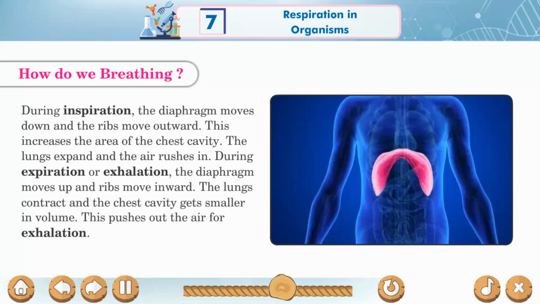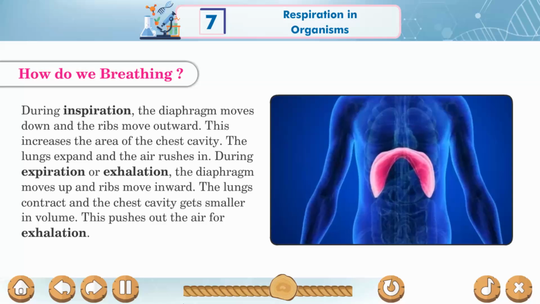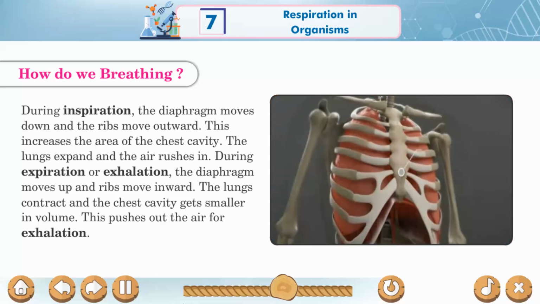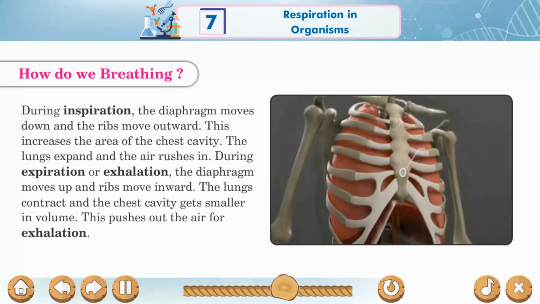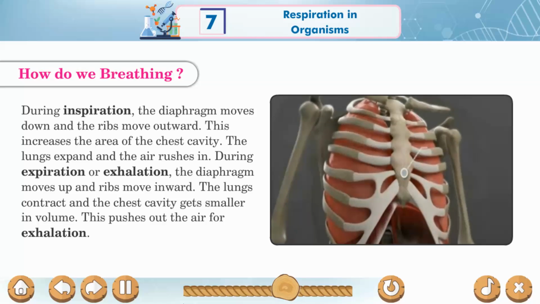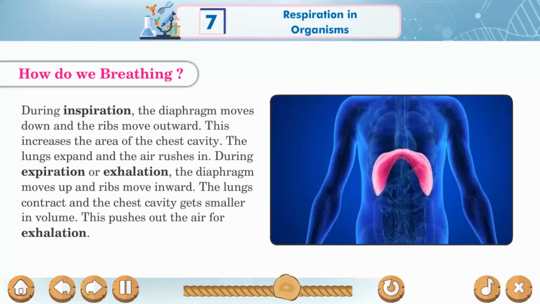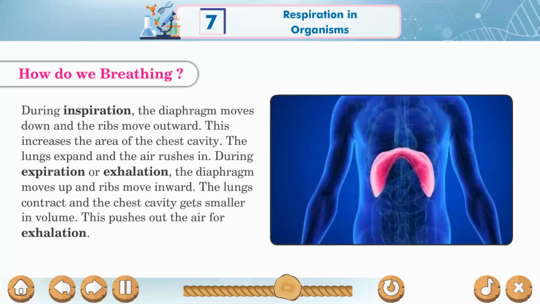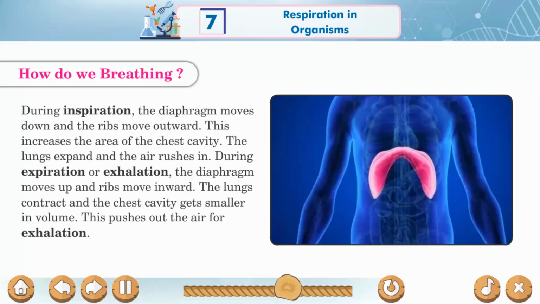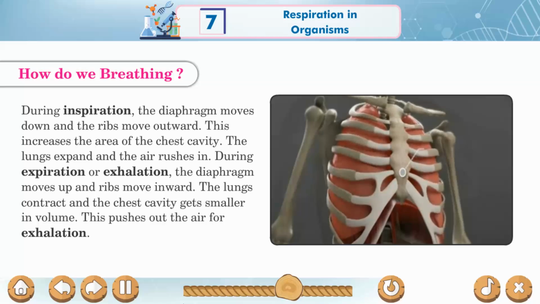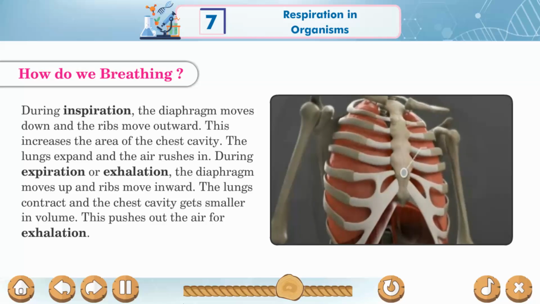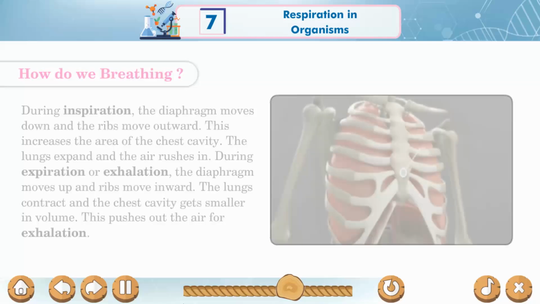During inspiration, the diaphragm moves down and the ribs move outward. This increases the area of the chest cavity. The lungs expand and the air rushes in. During expiration or exhalation, the diaphragm moves up and ribs move inward. The lungs contract and the chest cavity gets smaller in volume. This pushes out the air from exhalation.